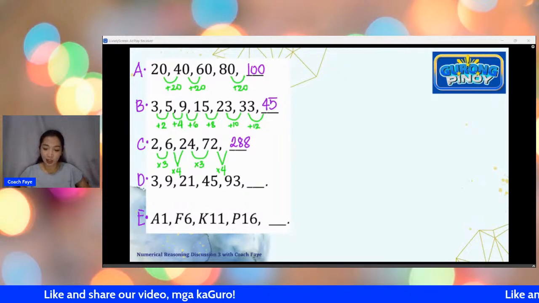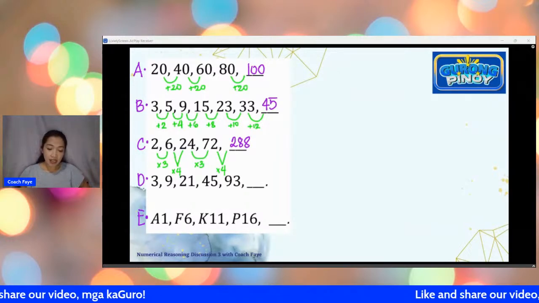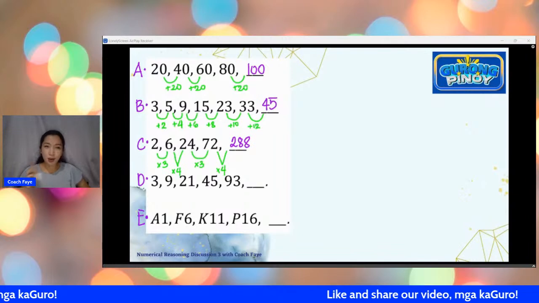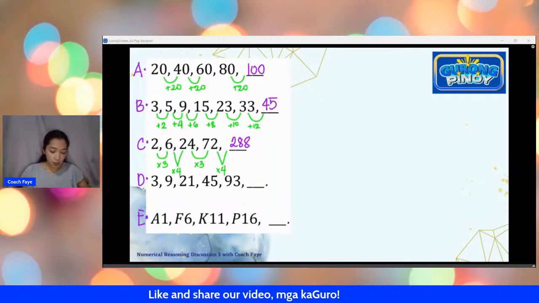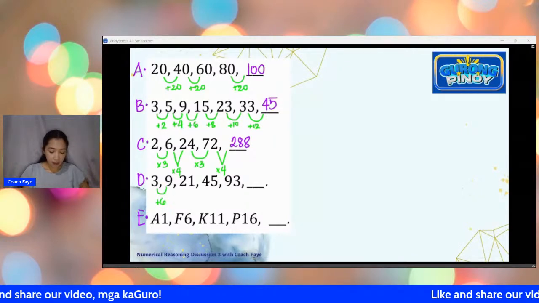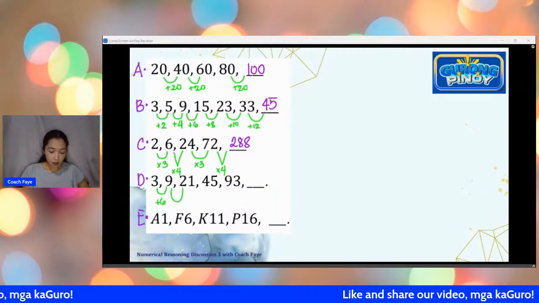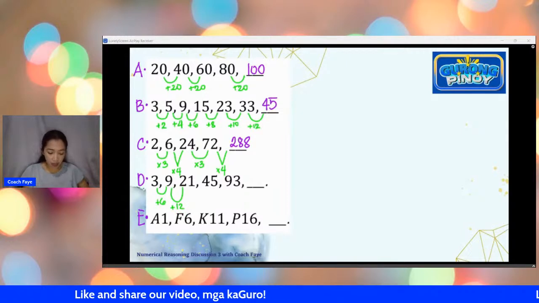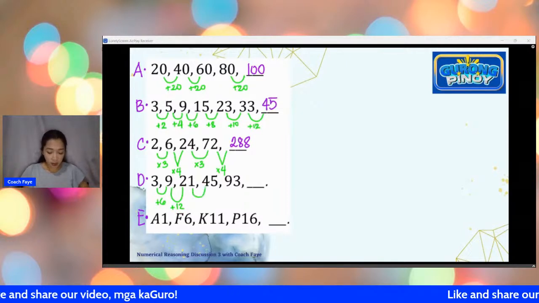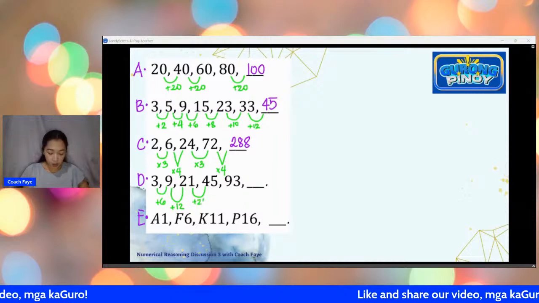Marami na po kasing sagot sa letter D. So, what's happening here is, ako personally, my go-to is I always try to start with addition before I consider multiplication. So, this one is plus 6. This one is plus 12. Okay, parang legit, no? 6 tapos naging 12. Parang pwede. This one is plus 24.